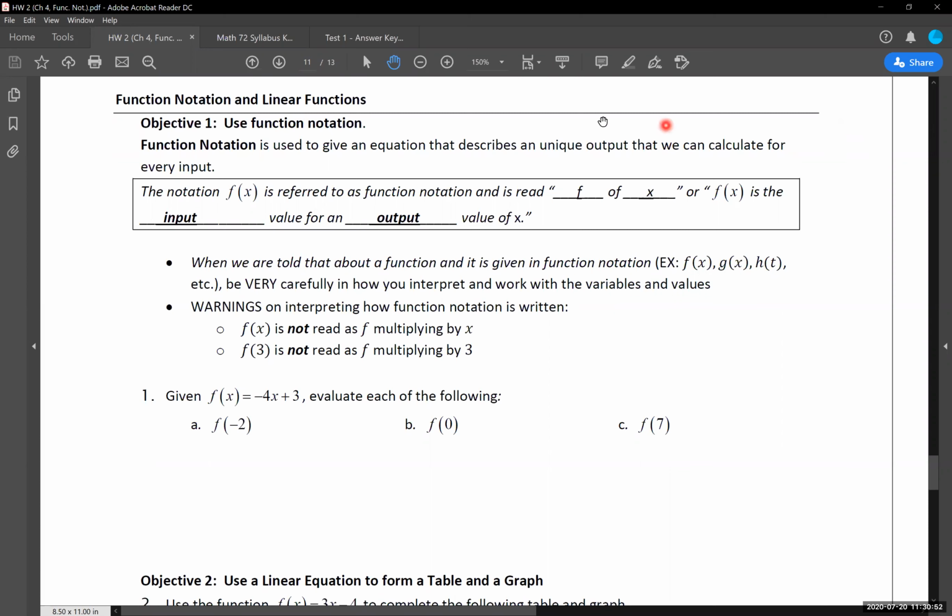So the last part of this chapter, as we're going to go through, is working with and identifying function notation in linear functions. Function notation is just a different way of writing these things out. Function notation is primarily used to give an equation that describes a unique output that we can calculate for every input.